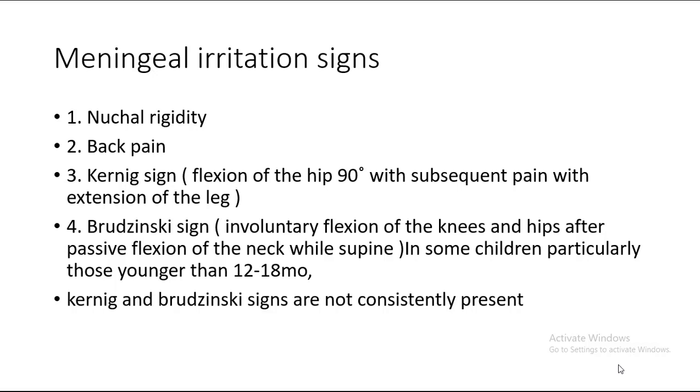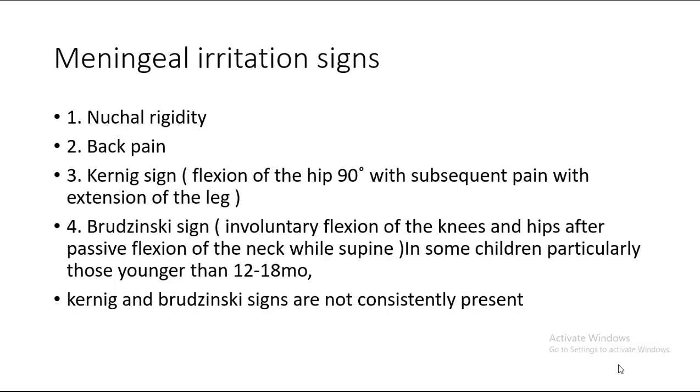Nuchal rigidity: if the child lies in supine position, the physician will try to move the head to both sides and then to flex the head so that the chin should touch the chest. In nuchal rigidity, you will find difficulty in flexing the neck. The child should lie supine in this position and the pillow should be removed.